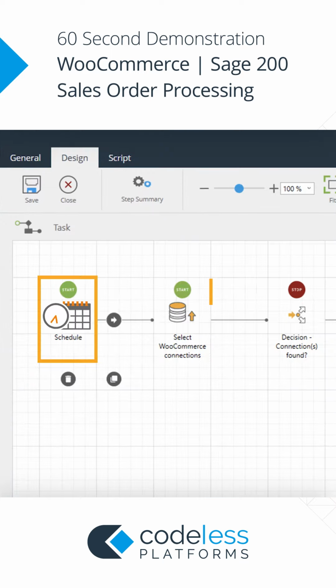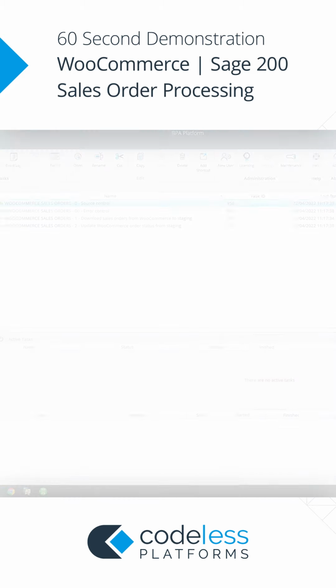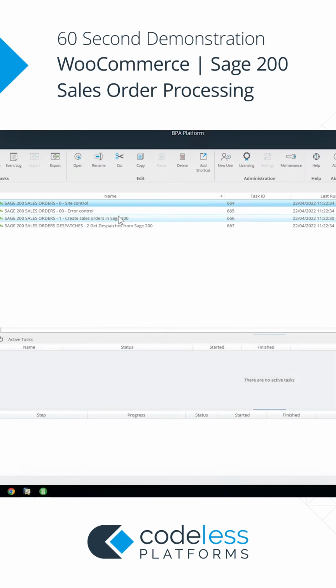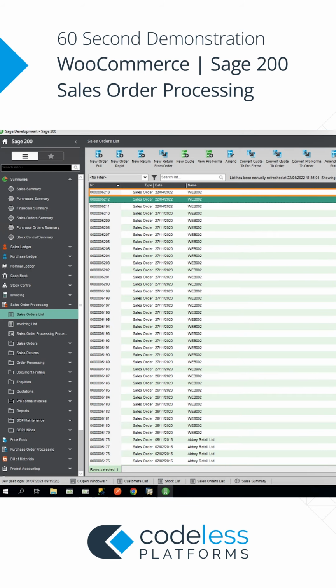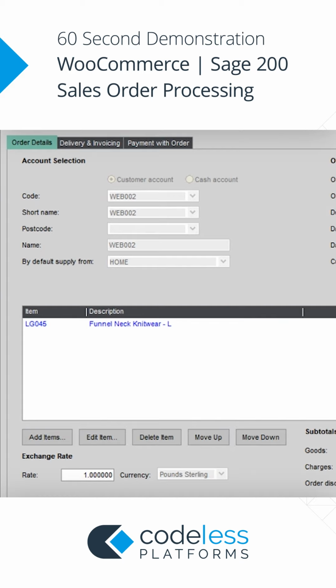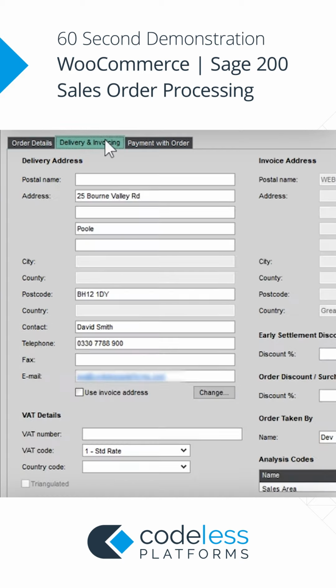The control task initiates the sequence of tasks. Now that the tasks have completed, we can open Sage 200 and can now see the new order has appeared. If we open the order, we can see all the information from WooCommerce has been carried across.